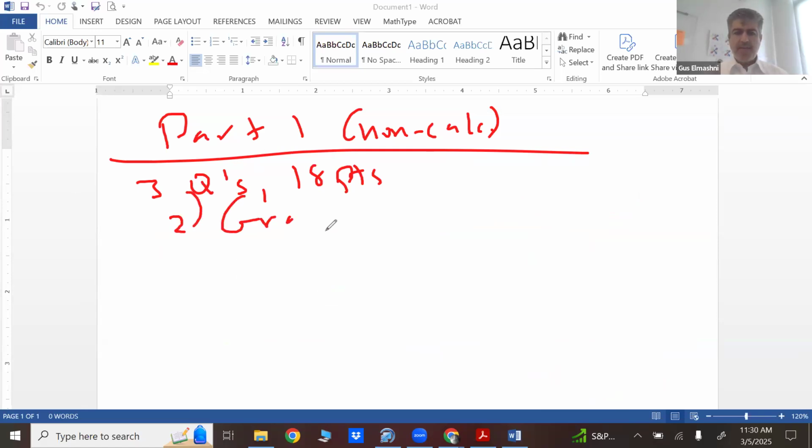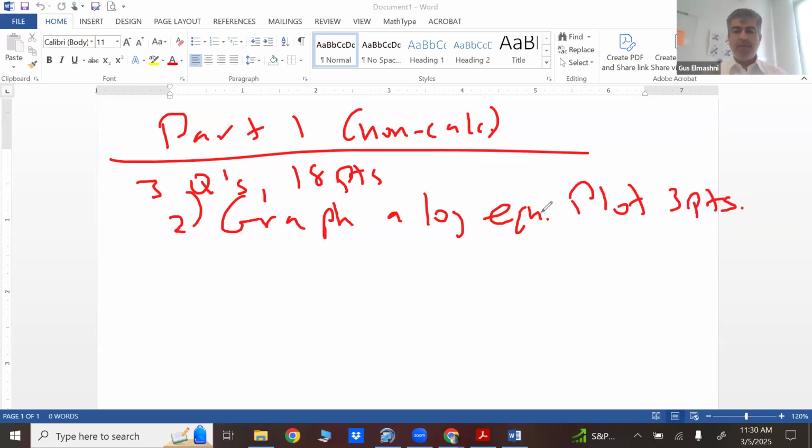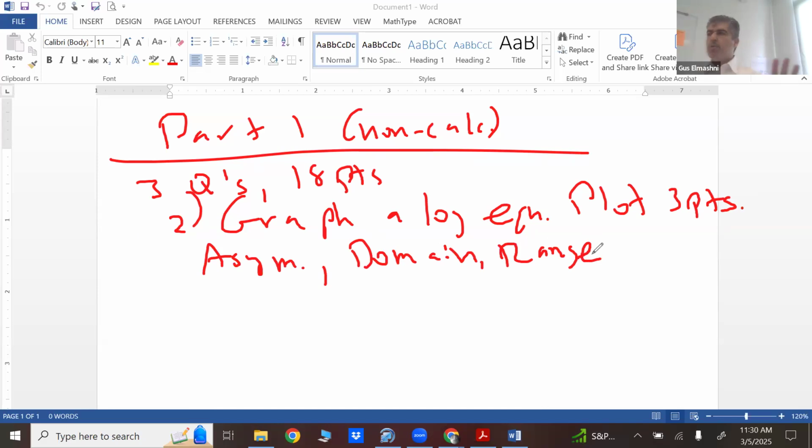So graph a log equation. You need to plot 3 points. Okay, plot 3 points. It's only 3. You can do more if you want. I also need to see asymptote, domain, and range. Is this part 2 of the first question? No. We're still part 1. Second question of part 1. So I haven't changed this heading yet. I'm just doing number 2. Okay. Let me give you an example. And that's going to be worth 6 points.